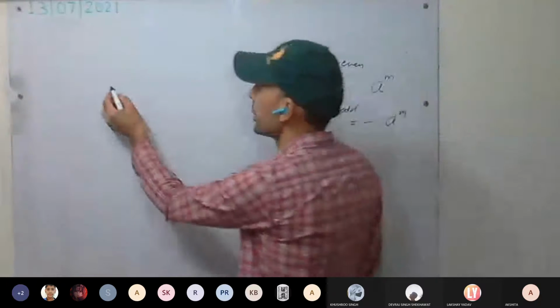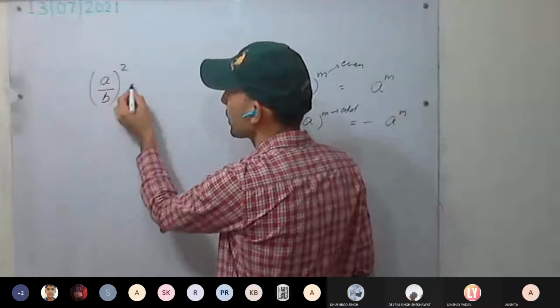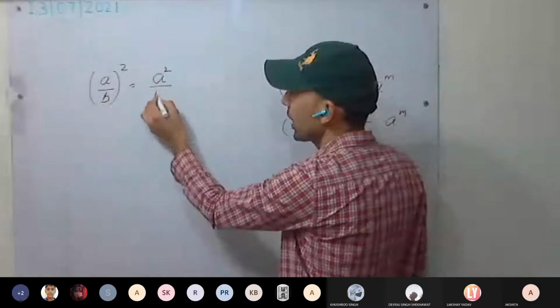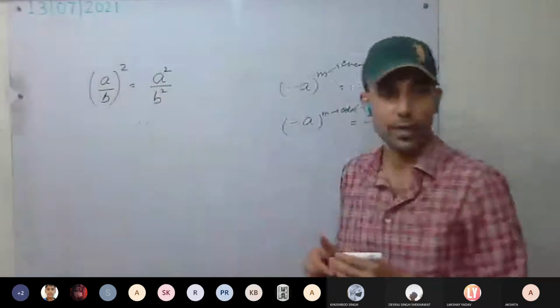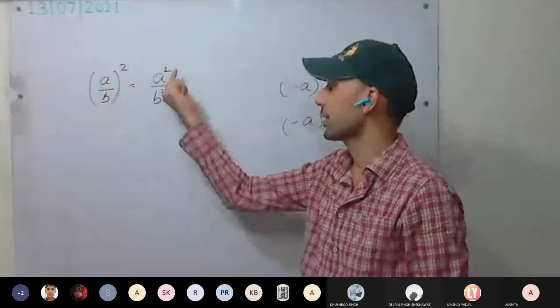If we write (a/b) the whole square, can we write it as a square upon b square? Yes, sir. If it is given like this, we can write like this, or if it is given like this, we can write like this.